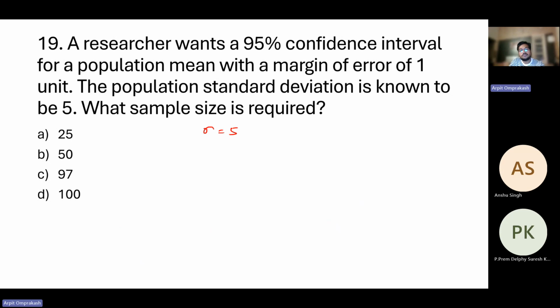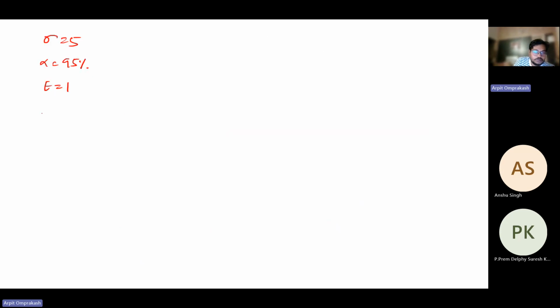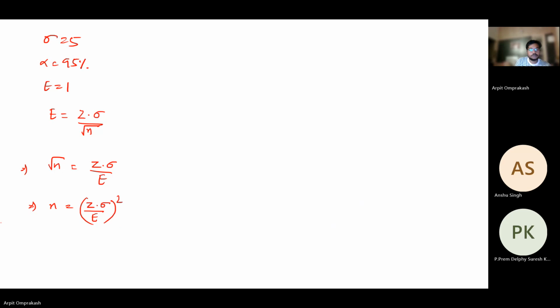Right. What is the sample size that you need? So we know that E is equal to Z into sigma by root n. That means root n is equal to Z into sigma by E, and n is equal to Z into sigma by E, whole square. Right. So for a confidence level of 95%, we have the corresponding Z value, which is 1.96. So we'll input all these values: 1.96 into 5 divided by 1, whole square.